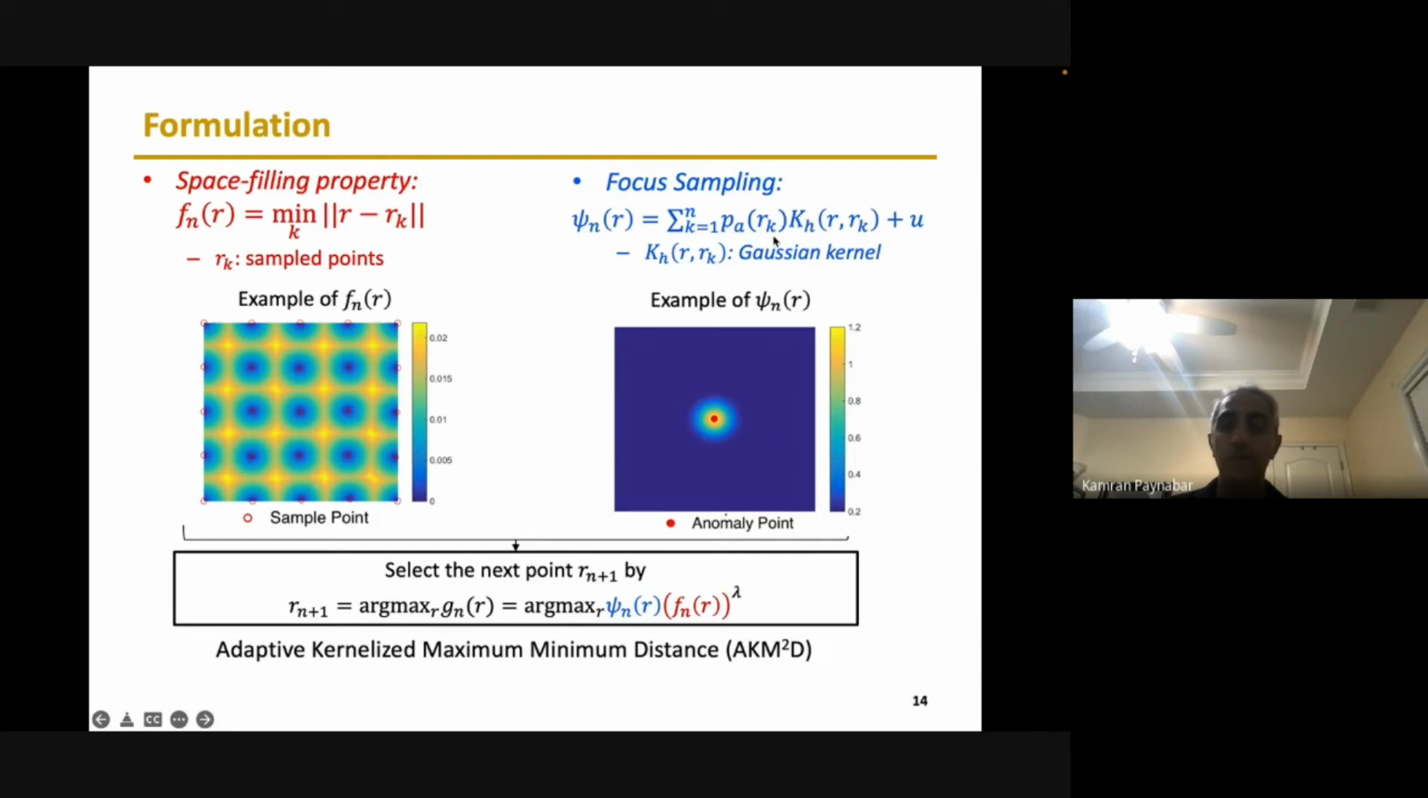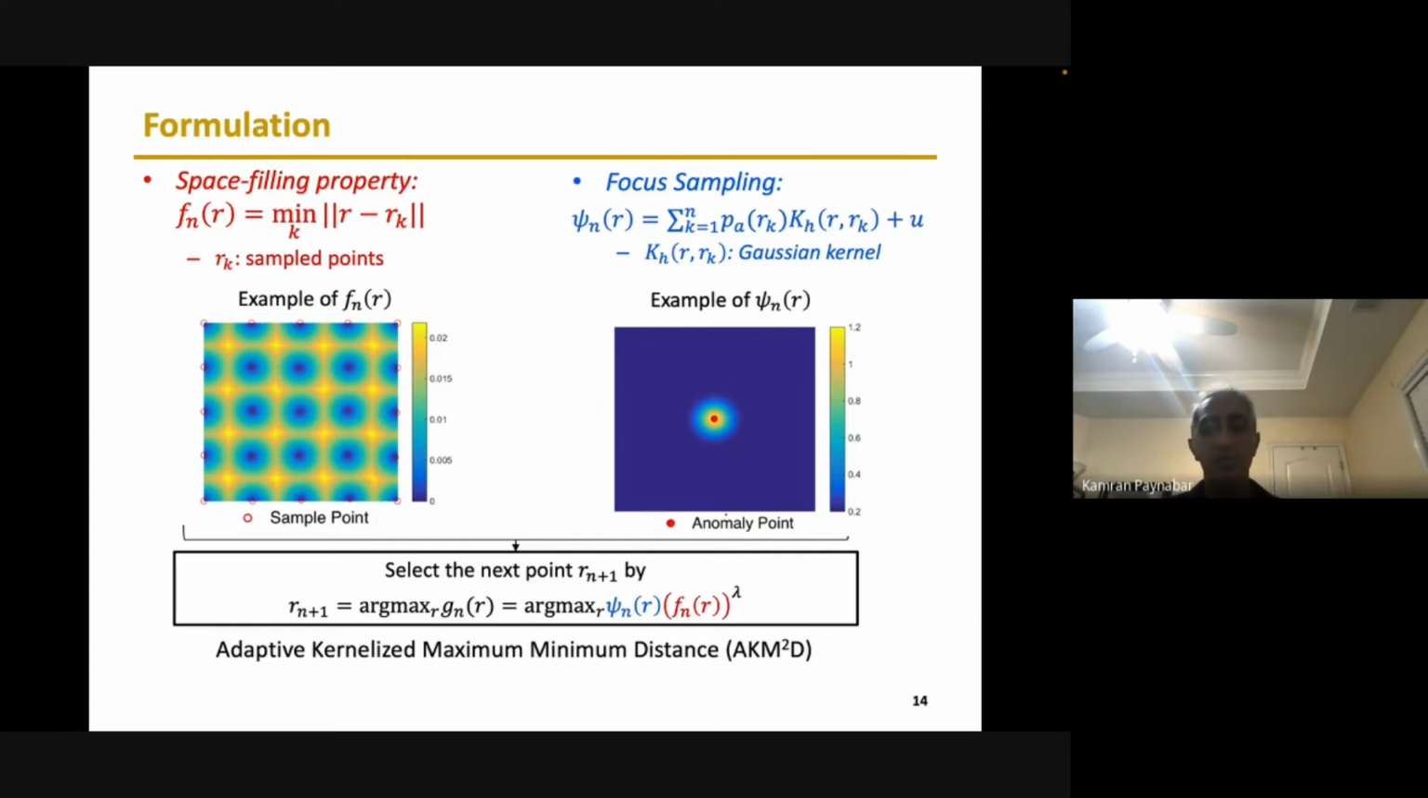Why we call it adaptive? Because every time, based on the information that we have from the anomalies, we update the distribution of anomalies. Not only the distribution based on kernel, but also probability of each point being an anomalous point. All right.